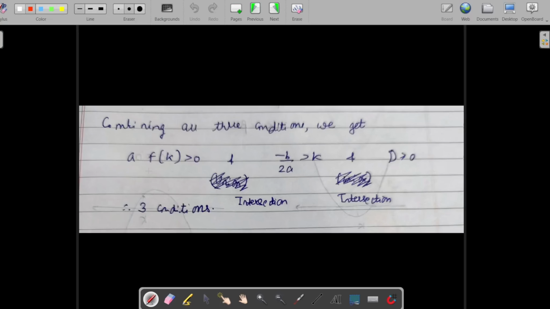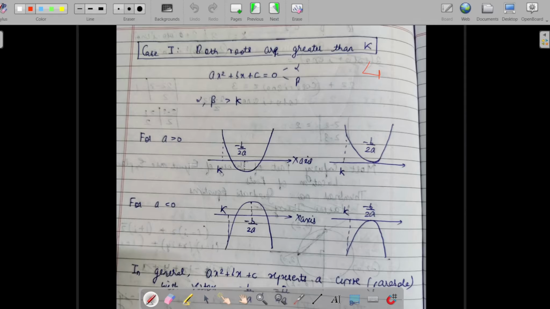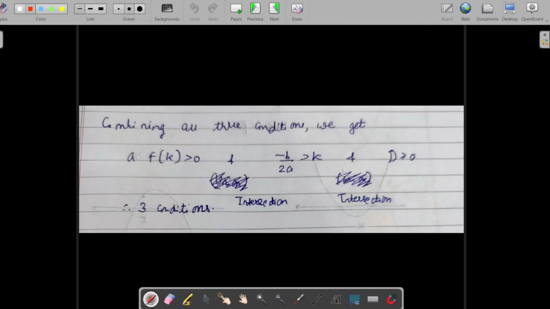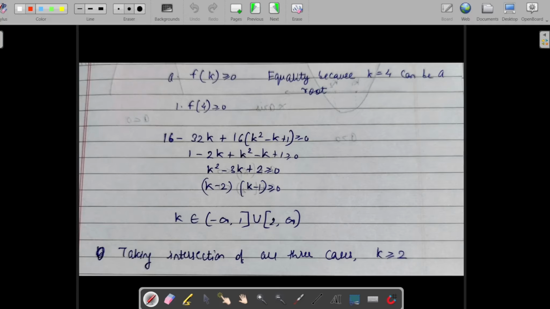And the final condition is a into f of k is greater than 0. But because in this case, it is given that it is at least 4, 4 can also be a root. So you can have an equality here. So finally, a into f of k is greater than or equal to 0. A is 1, k is 4. So f of 4, when you substitute 4 in that equation, you get these conditions.